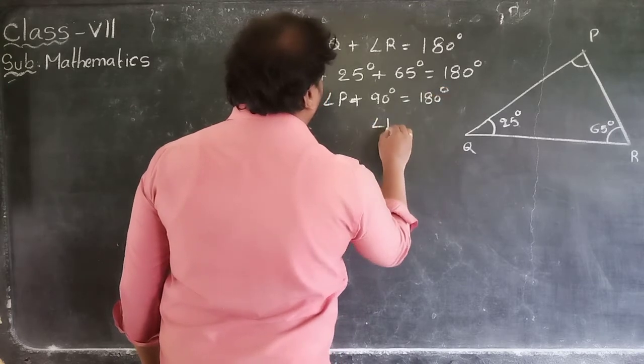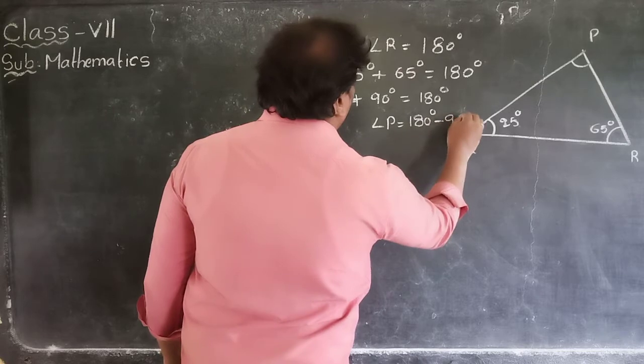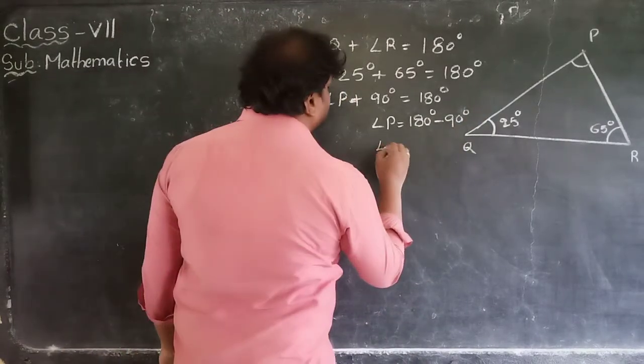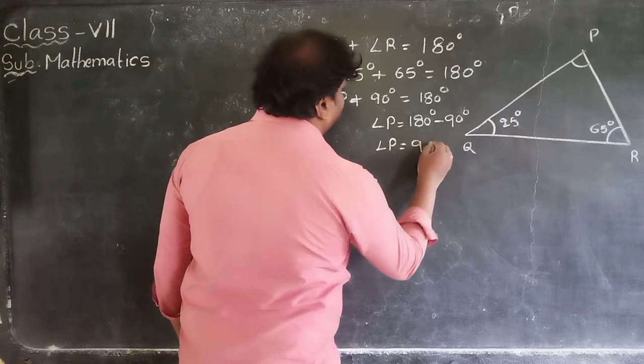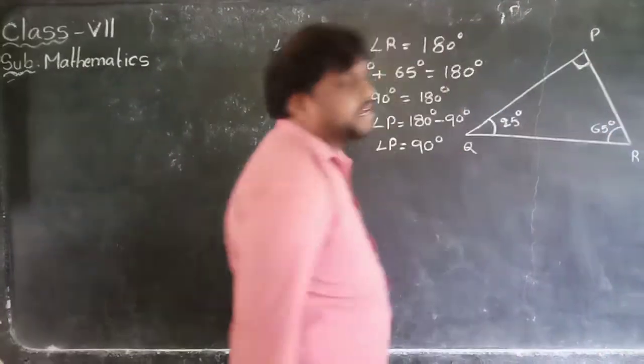Means angle P is equal to 180 degrees minus 90 degrees. Why? Because on the LHS, 90 degrees is being added. If you send that to the other side, you can subtract. Angle P is equal to 90 degrees. Means angle P is the right angle. This is a right angle triangle.